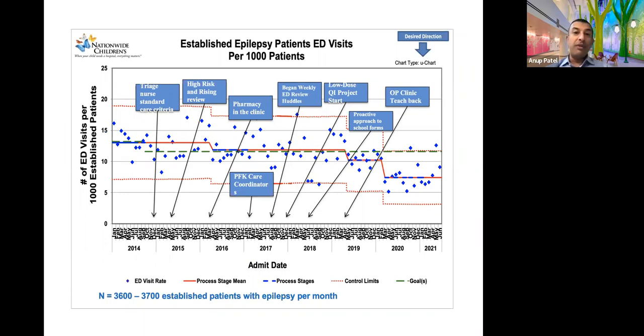I do want to highlight all the interventions that took place that I mentioned today, and that unfortunately I went through very quickly, but I hope that you have an opportunity to look at and see if you could potentially replicate. It's been very successful and very helpful.